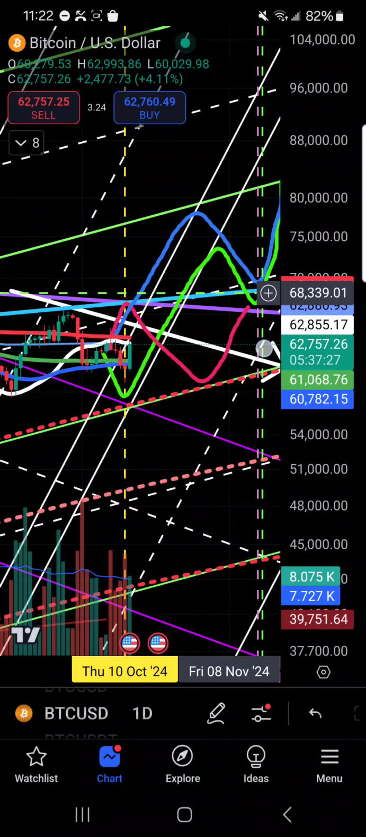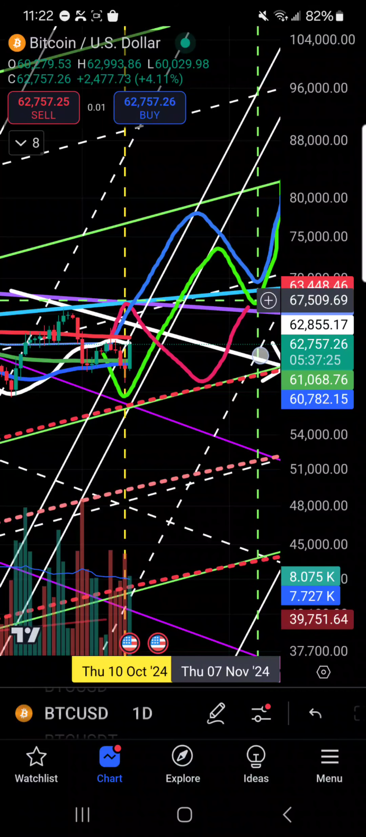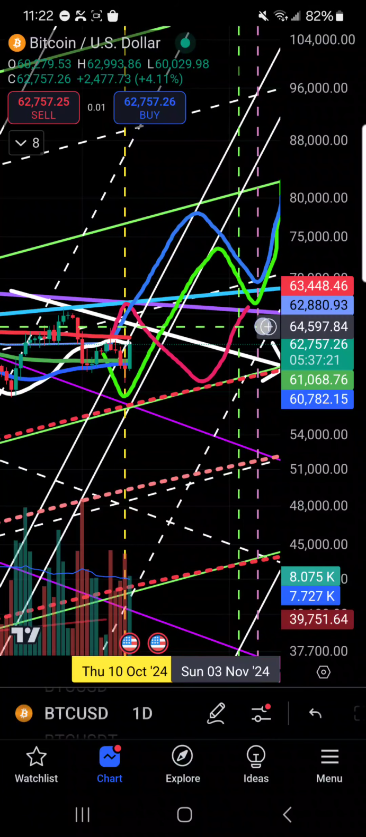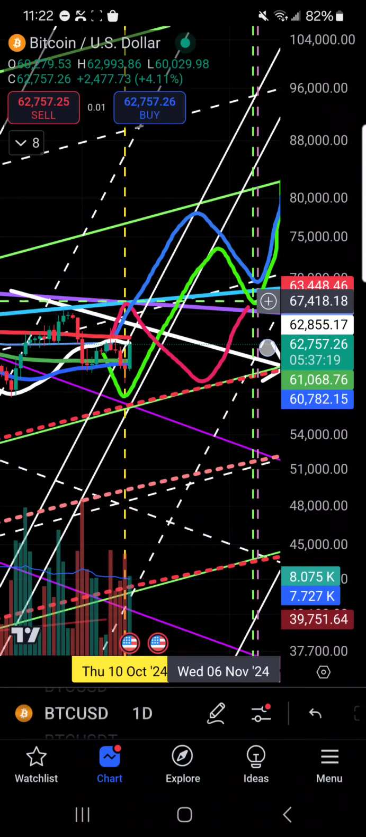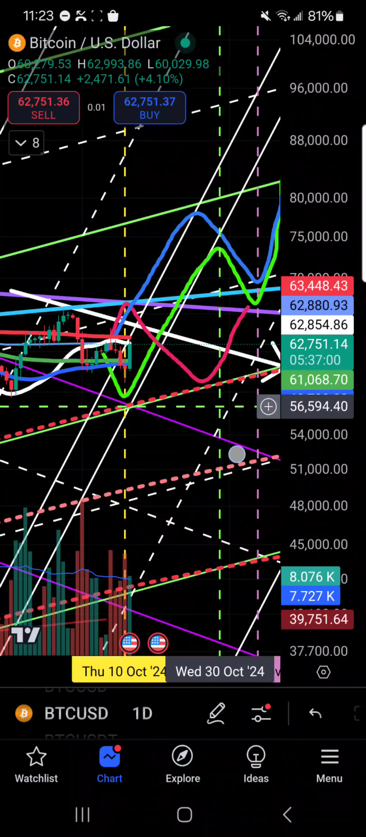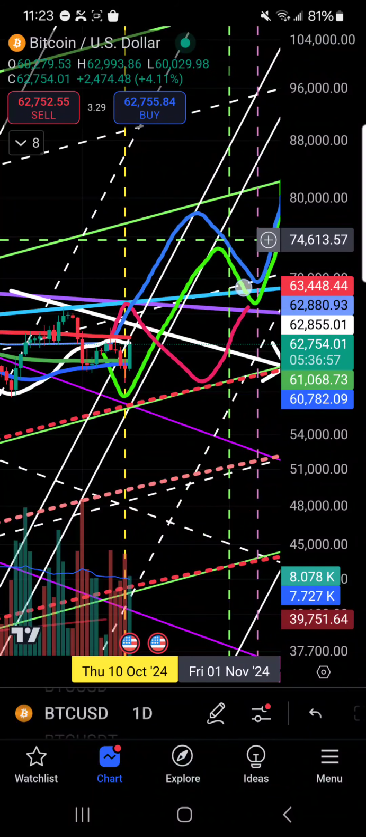Then come back down heading into the FOMC meeting, retesting, now these lines aren't drawn completely accurate, but just to get the idea, back down to about 69, not necessarily to this purple line, I don't know where, but to about 69,000, retesting the previous all-time high from the last cycle. So that was one scenario.